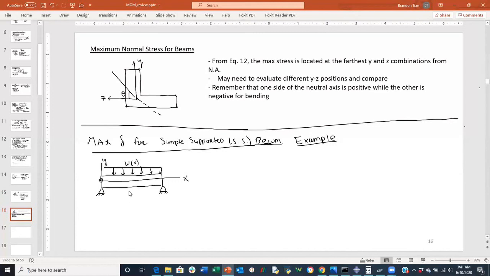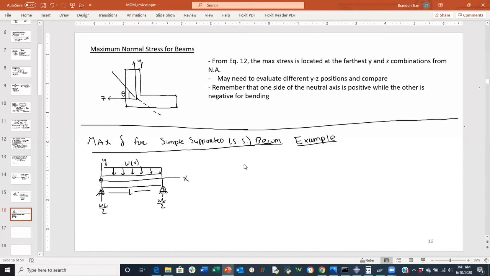So simply do a free body diagram with this, and you'll know what the reactions are. The vertical reaction here and here would simply be W times L over 2. Oh, by the way, the beam length is just arbitrary L. And then WL over 2. So there's our problem set up right there.